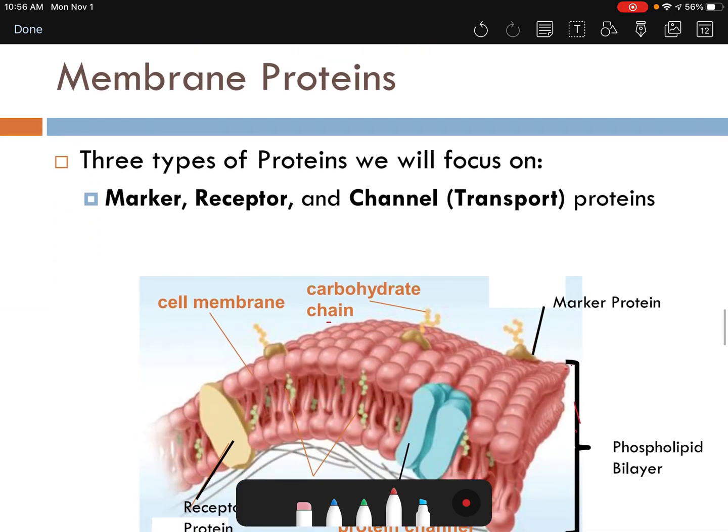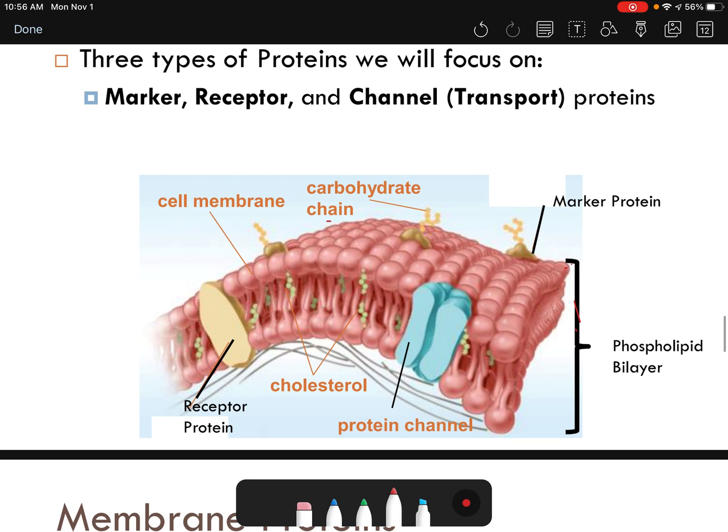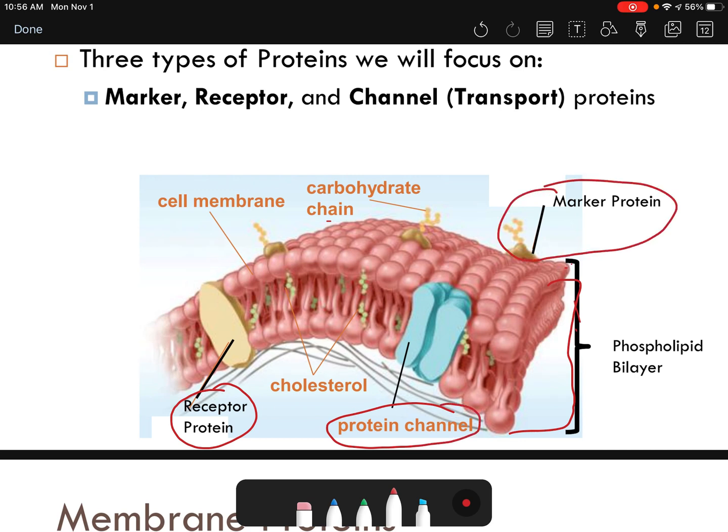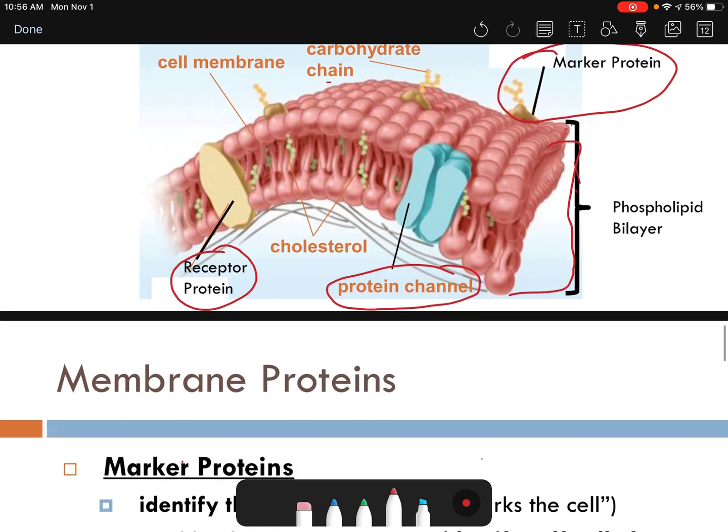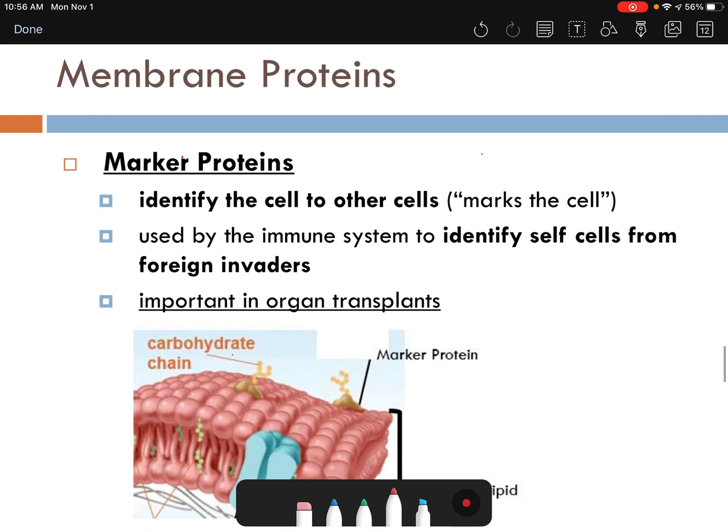So we talked that there's different membranes embedded in the cell membrane, and so we're going to talk about three major kinds of membrane proteins. Here's your phospholipid bilayer right here. Here's your double layer of phospholipids. The three main types we're going to talk about are receptor proteins, channel proteins, and marker proteins. Okay? So the first ones are marker proteins.